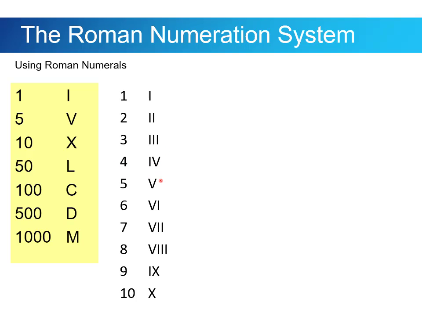All right, and then continuing on, now I have my 5, and then 5 plus 1, 5 plus 2, 5 plus 3 to get my 8. And then I get really close to the 10. I'm just 1 away from my 10, so I do a little trick so I don't have to write 4 ones in a row. I write my 10, but I write the 1 in front. And that makes it 9. And then I come up to 10.